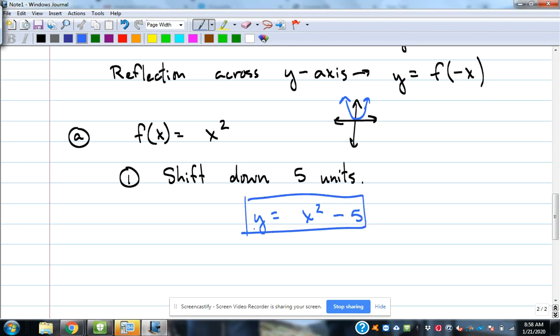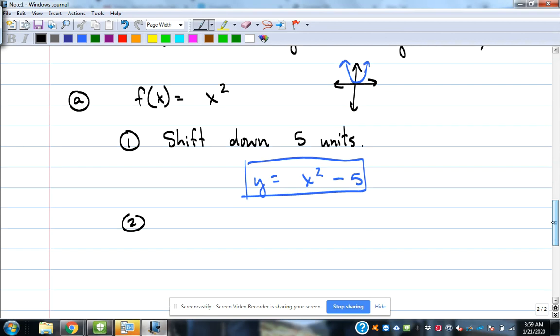What does that look like on the graph? We take that U shape and we just move it down 5 units. That's all it does. You could graph the original, graph that new equation, and you'd see that shift happening. It is that easy. Don't overthink this, as it really is.